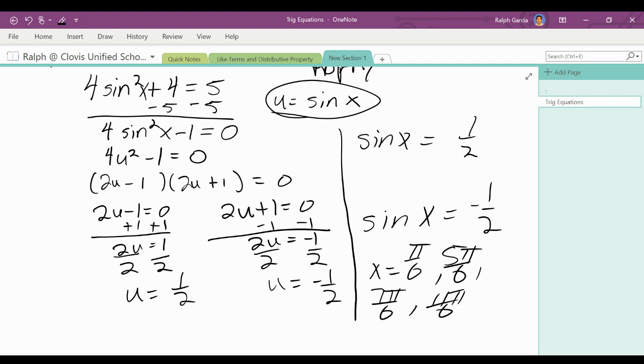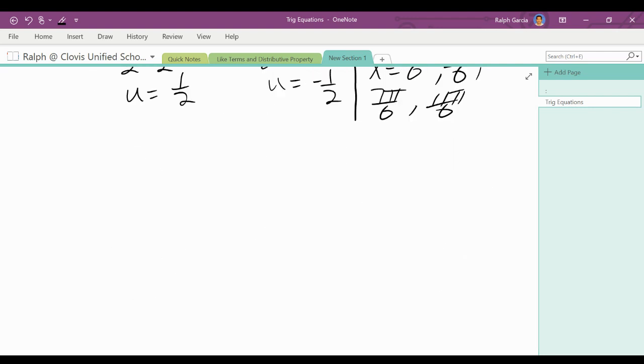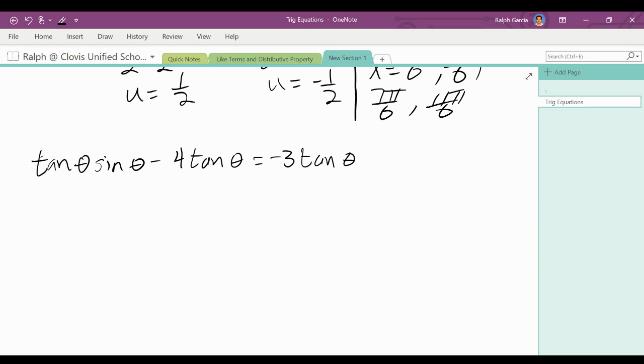So let's keep going here. Let's look at tangent theta sine theta minus 4 tangent theta equals negative 3 tangent theta. I'm going to try to do this one without the u substitution so we can see if we can follow along, and then we'll go back and forth.